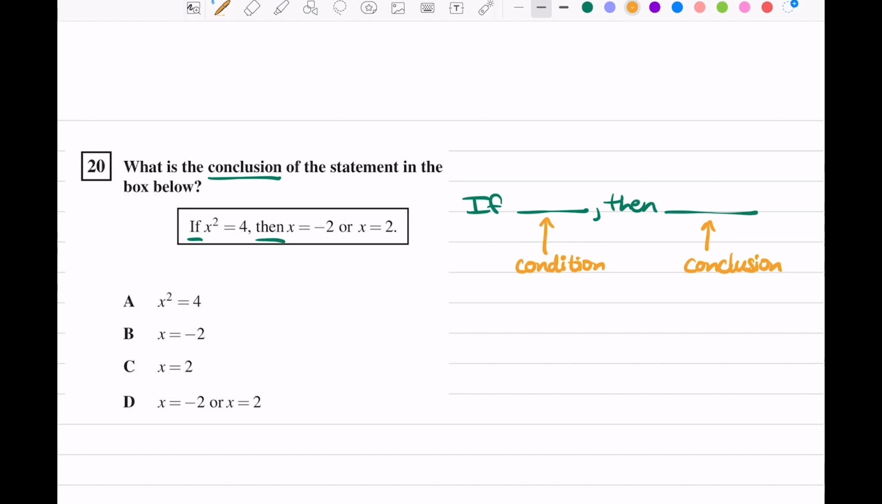So the condition is some sort of event, something that happens. For example, if it rains. And then the conclusion is, what do we do because of that event? So if it rains, then we'll need an umbrella. So essentially, if some event occurs, then what will happen?